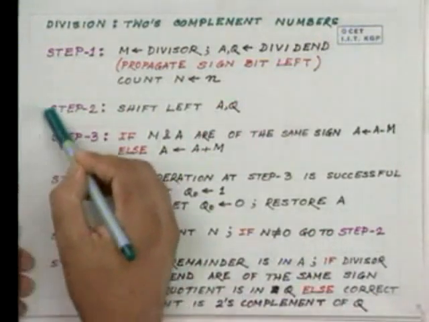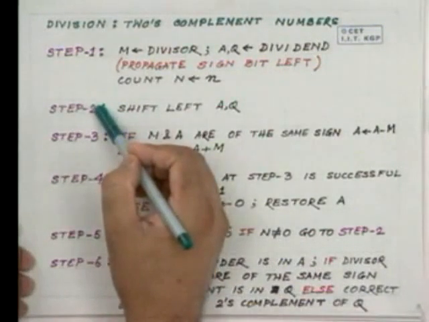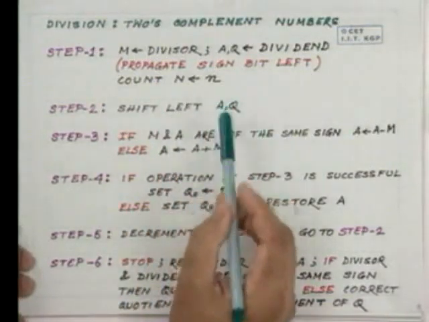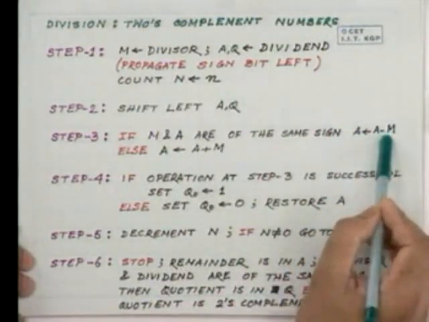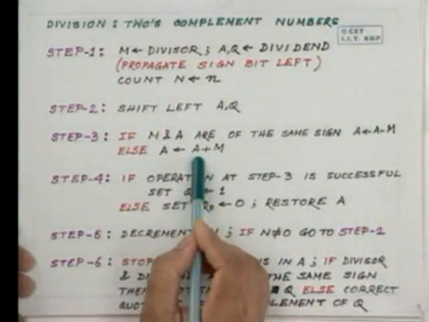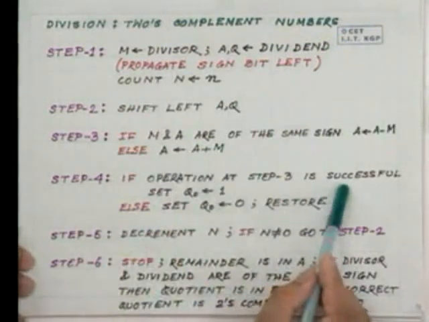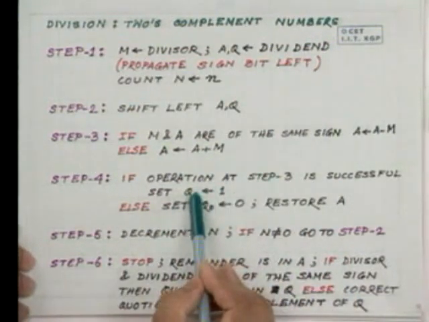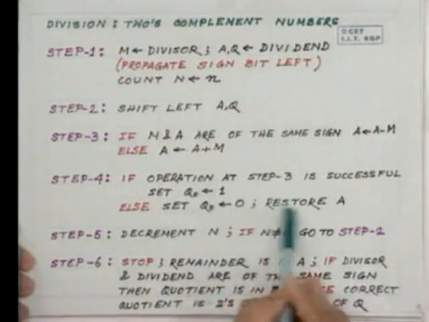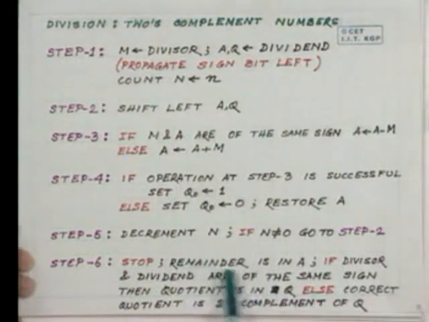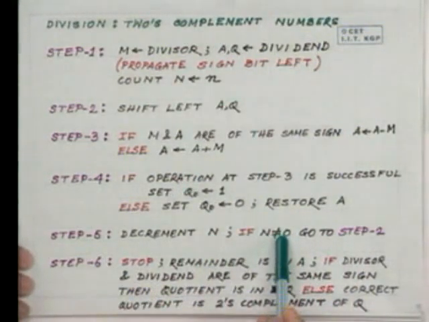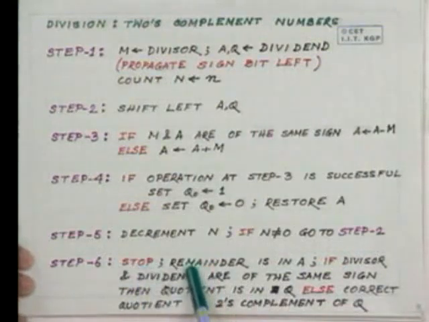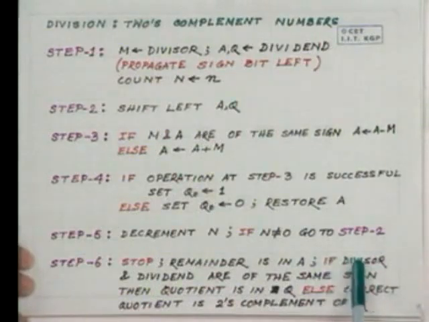That means we start this loop once more, starting from step 2. That means we shift left, then check the sign of M and A. If the same sign, we subtract. If they are not, we add. And if the operation at step 3 is successful, we put 1 to Q0, else we put 0 to Q0 and restore A. This continues till we find that n equal to 0, then we stop. We'll find the remainder will be in A and the quotient will be in Q.